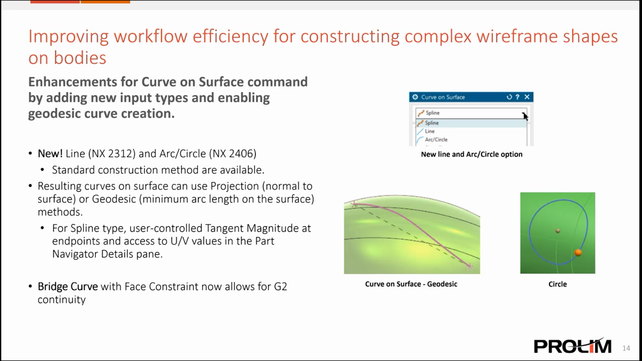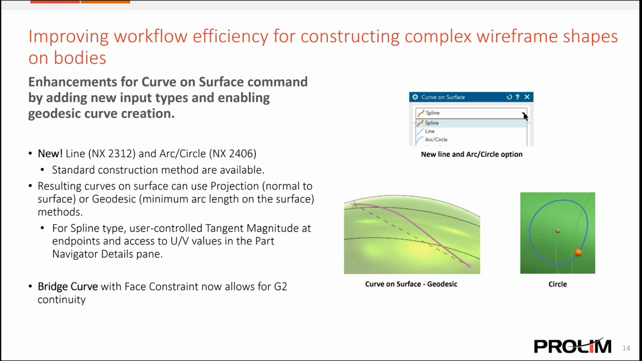So with 2312, we added a line feature, and with 2406, we added the arc and circle feature, which is basically standard construction methods. You also have standard construction methods that are available. And of course, the resulting curves on the surface can use projections, which is like normal to the surface, as well as a minimum arc length on the surface as well.